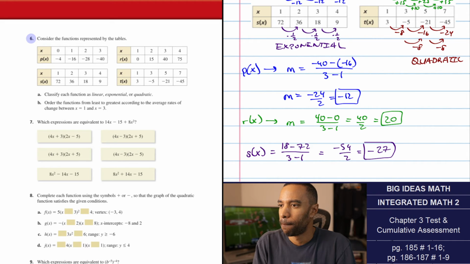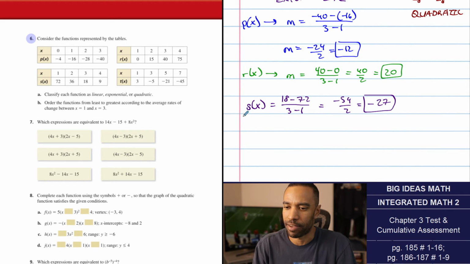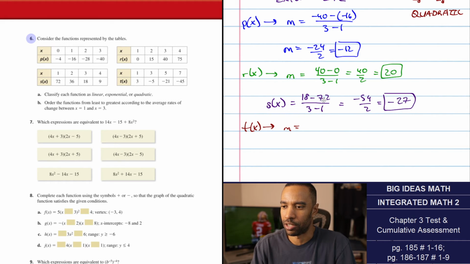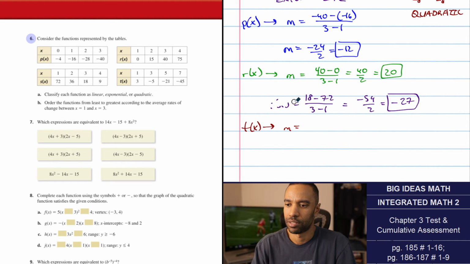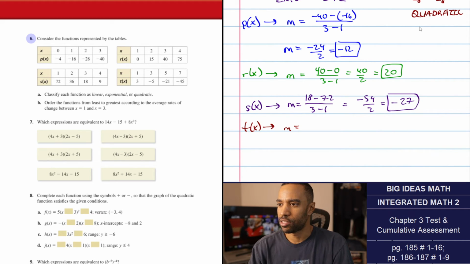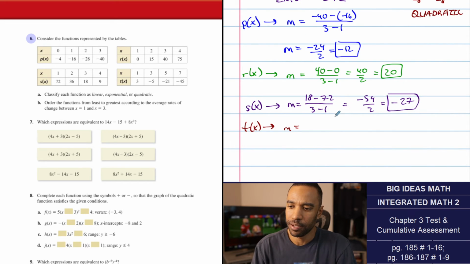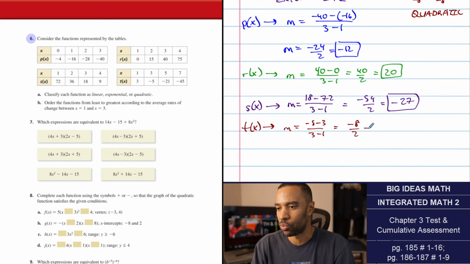And then the last one, 3 to 1, negative 5 minus 3. This is what? T of x. I didn't really write this part correctly here. Let me kind of fix this. S of x, sorry about that. All right, T of x, m equals negative 5 minus 3 over 3 minus 1, which is negative 8 over 2, or negative 4.